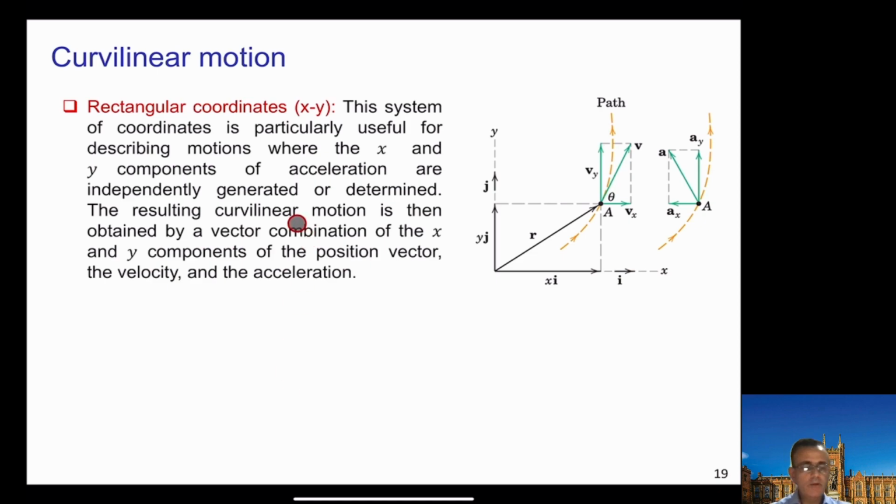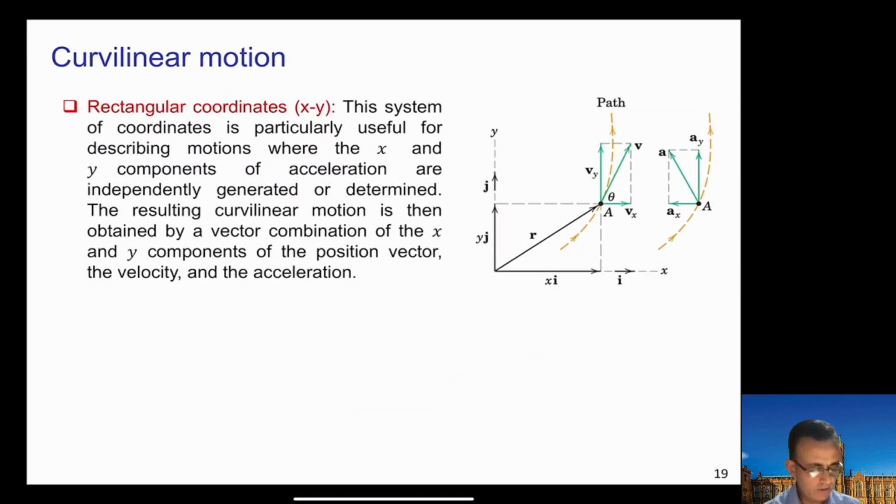Now we can talk about the rectangular coordinate system, which is the xy coordinate system, as you can see in this case here. This system of coordinates is particularly useful for describing motion where the x and y components of the acceleration are independently generated or determined. The resulting curvilinear motion is then obtained by vector combination of the x and y components of the position vector, the velocity and the acceleration.